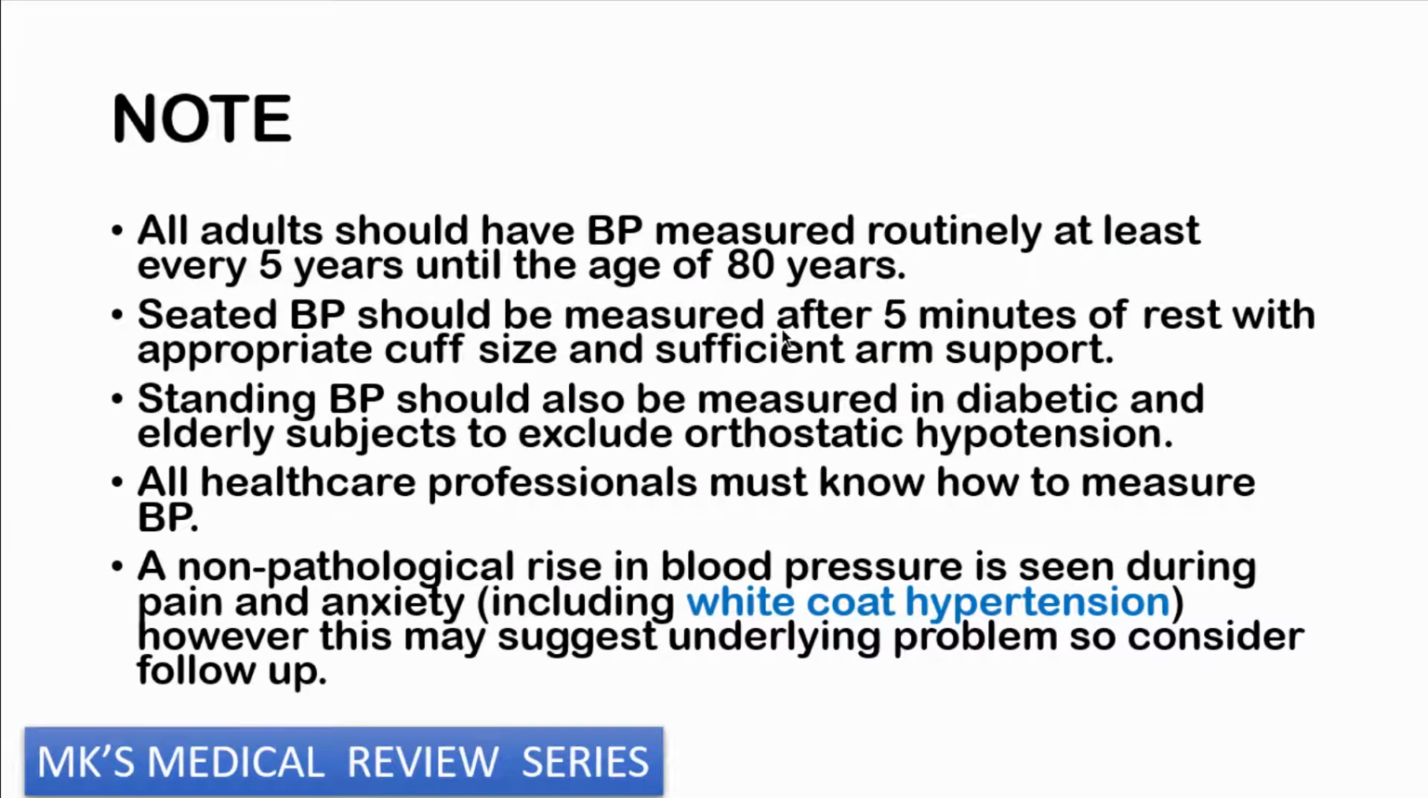So another important note that you need to take notice of is that all adults should be measured for blood pressure routinely at least every 5 years until they reach the age of 80, because sometimes individuals may not have symptoms. They may not know that they're hypertensive. So it may just be a coincidental thing that you find out that, oh, this individual, by the way, is hypertensive. That's why it is referred to as the silent killer, because the majority of the times the individuals do not know that they have hypertension.